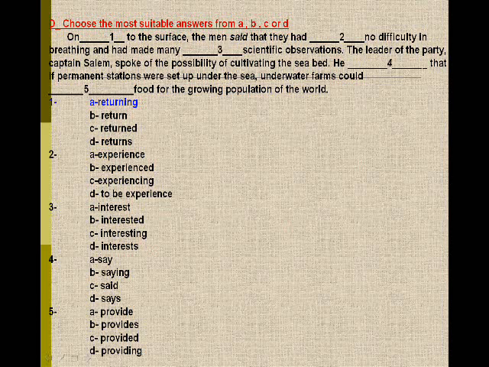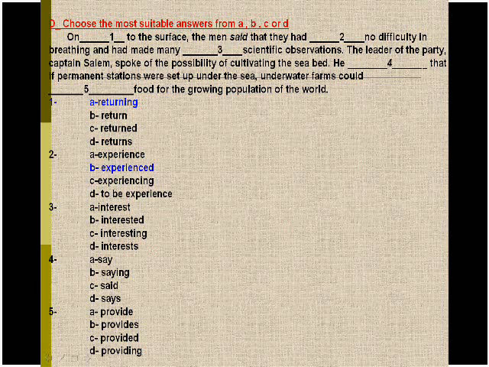Of course, here you have they said that they had experienced, of course, no difficulty in breathing and had made many scientific observations. Number 3: interest, interested, interesting, interests. And had made many interesting scientific observations. Okay.